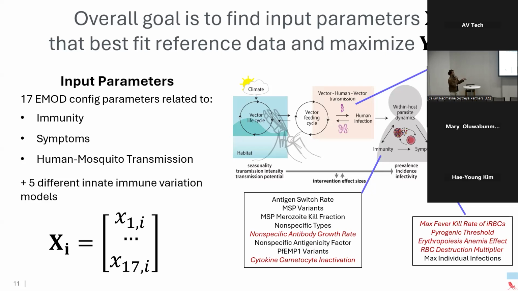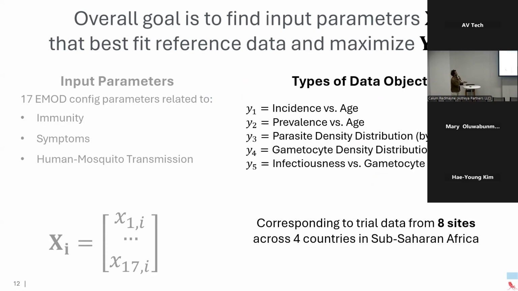In our case, we are varying 17 configuration parameters in the model that are related to immunity, symptoms, and transmissibility of infections in the human. And I just have a little overview of EMOD on the right there. You can see some of the parameters that are under calibration. I won't go into too much detail about them, but if you're curious, the red ones are ones that have been added this go round compared to prior calibrations of EMOD's within host model, because we thought that they may have some effect on how well we could fit our reference data.